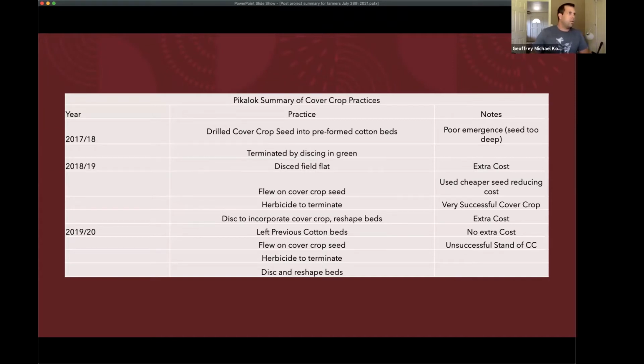2018-19 winter, disc field flat, flew on cover crop seed, herbicide to terminate, and disked in cover crop and reshaped beds. So there's this extra step of having to reshape the beds that's important to note here. The cover crop emergence was really good in this year, but it was a little bit more expensive overall because of the added tillage and shaping.